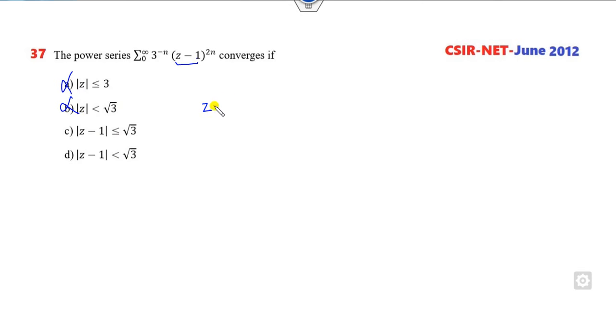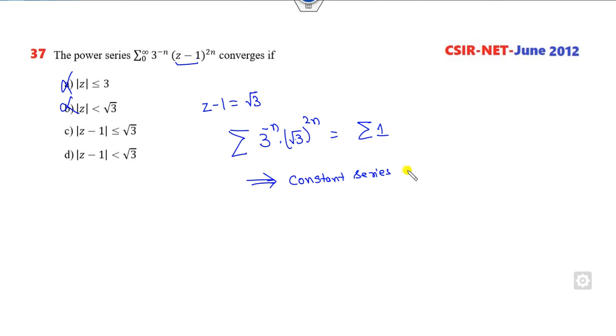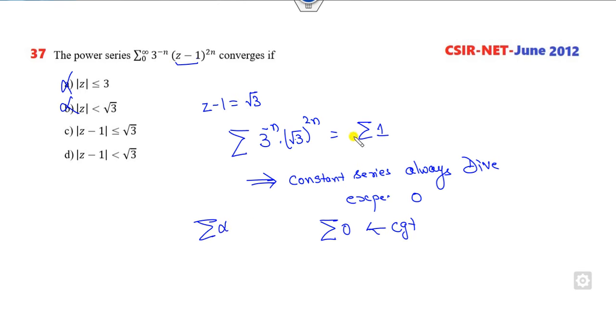So if I consider z minus 1 is my root 3 equality, so what will my series be? 3 raised to power minus n, root 3 raised to power 2n. So what is that? If I see, this is nothing but 3 raised to power n, 3 raised to power minus 1 is a 1. So we can always remember, you can see in my PYQ of the real analysis, constant series is always divergent except 0. That means if you write it as this, then it is convergent, but if you write this as alpha, which can be anything, then it's divergent. So at this equality it's divergent, not convergent. Right answer is my here.